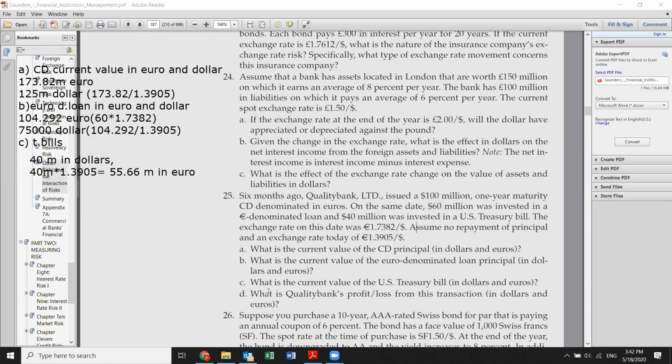Okay. And what is the Quality Bank's profit or loss from this transaction in terms of dollars? Is there anyone who can tell me and calculate the profit and loss?